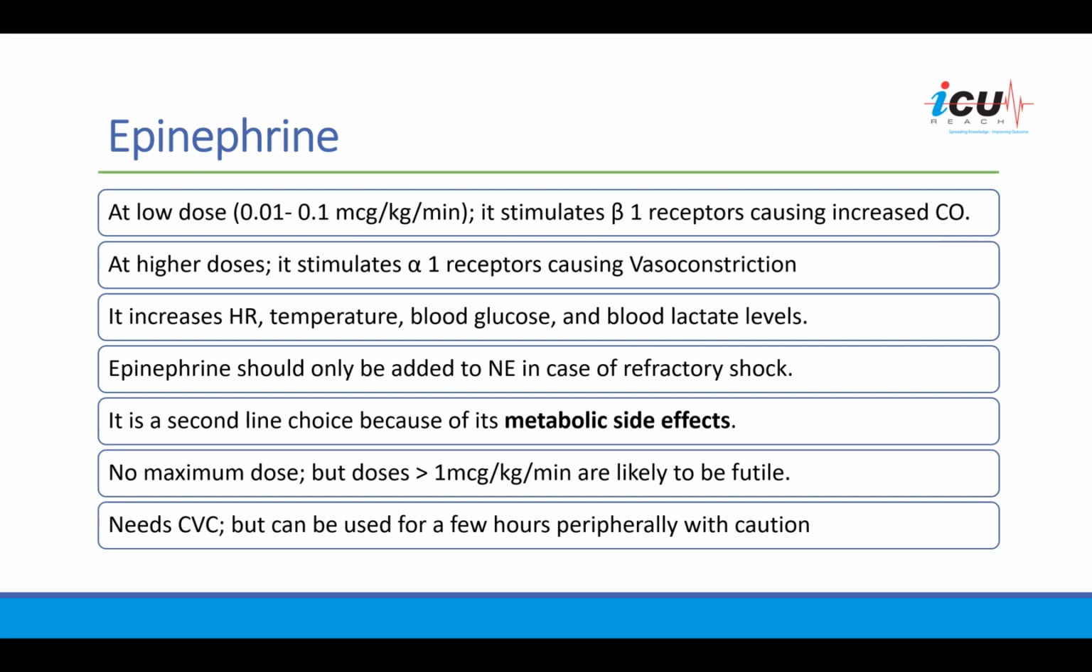Again, there is no maximum dosage, but usually we do not go above 1 mic per kg per minute. It certainly needs a central line to be placed. However, you can use it peripherally. Since it is a second agent, most of the time you already have the central line in place because you used norepinephrine, and you maximized the use of norepinephrine before you added the epinephrine.